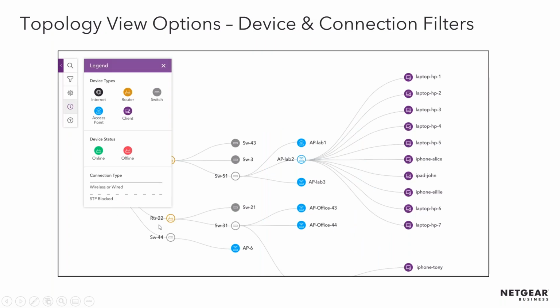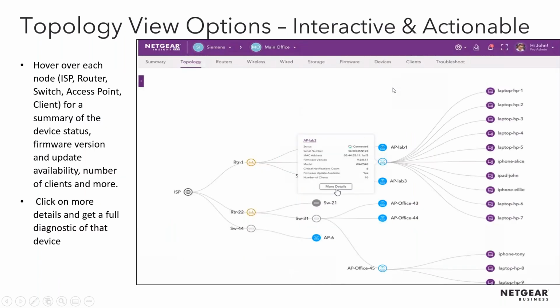So here, again, in the menu where you have the eye or information icon, it gives you the legend. The legend highlights the different device types, as well as the device status and the connection type. And then, as I had mentioned, it's interactive and actionable. All you need to do is hover, and that explodes more information on the particular device. And you can take one step further and actually click on the more details.